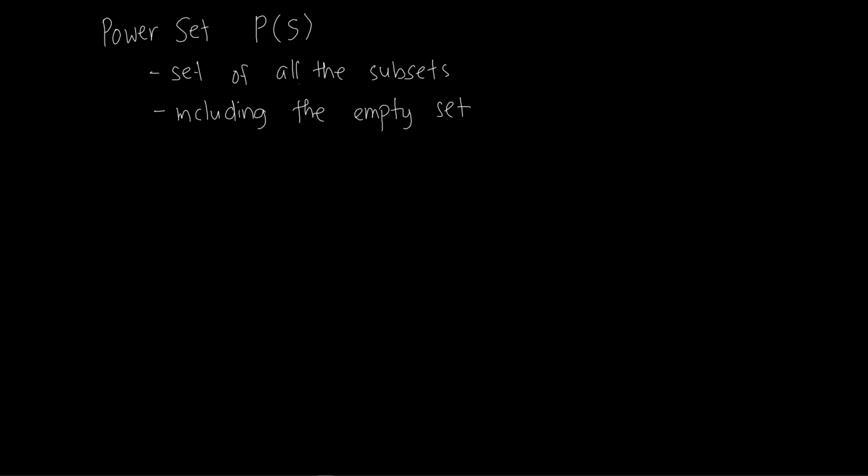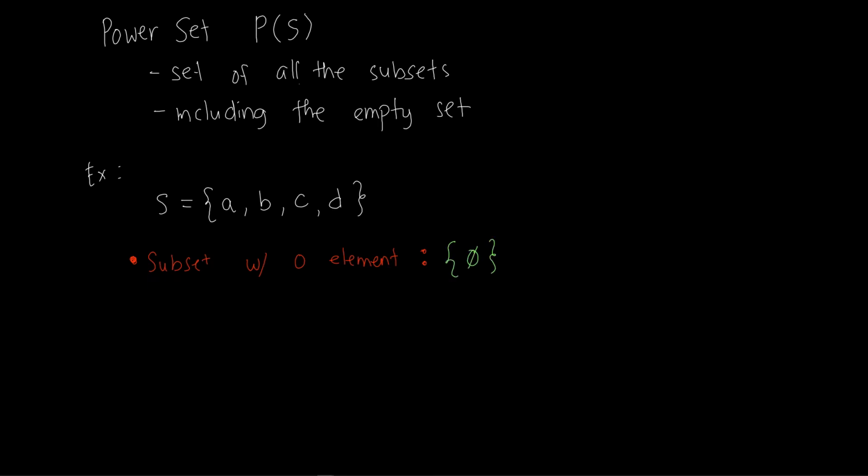Okay? So, for example, let's say we have set S is equal to {A, B, C, D}. Calculate natin yung lahat ng subsets. Since sinabi niya na including the empty set, kunin muna natin yung subset with zero element. Subset ng zero element, ano ba? Walang laman, plus yung empty set natin, di ba? Okay, so yun yung including the empty set.